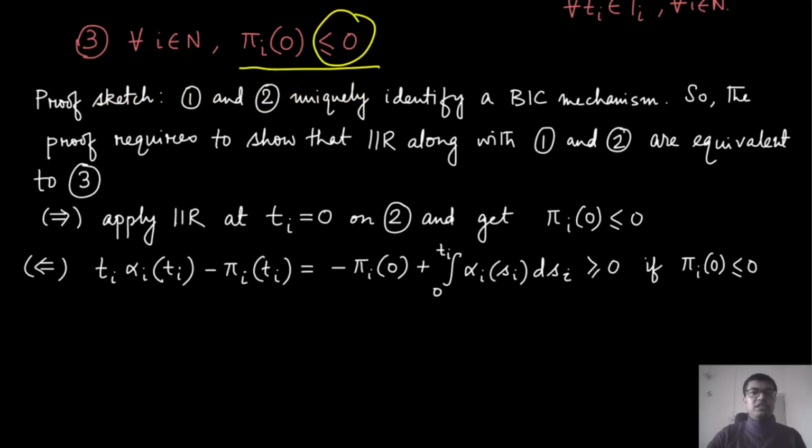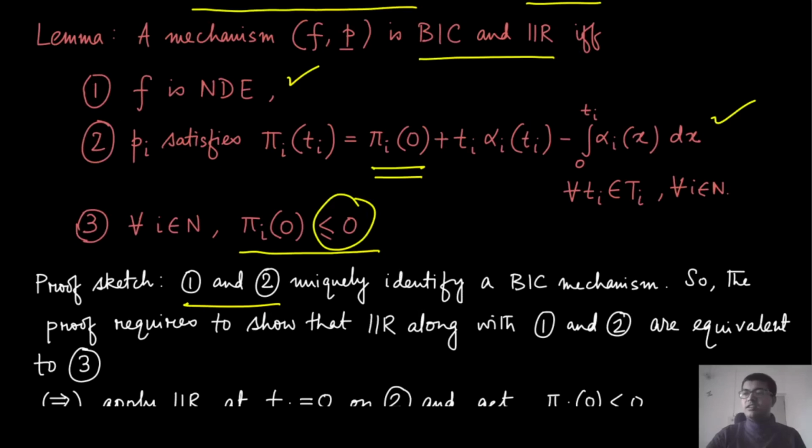And the proof is quite straightforward. We are not going to go into the details. The point is that the first two points, 1 and 2, we have already seen in the previous characterization result that uniquely determines a BIC mechanism. So the proof essentially requires to show that along with these first two conditions, 1 and 2, IIR is equivalent to this third condition, 3.